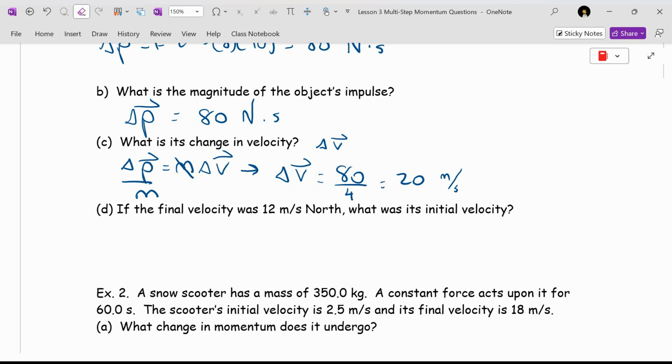Nate, what does part D want me to find? Well, let's read it together. It says, if the final velocity was 12 meters per second north, what does it want me to find? So I got a VF. It wants a VI. What did I find in part C? Because when in doubt, look at the previous question. You might use the previous answer to find the next answer, right? What did they ask us to find in part C?